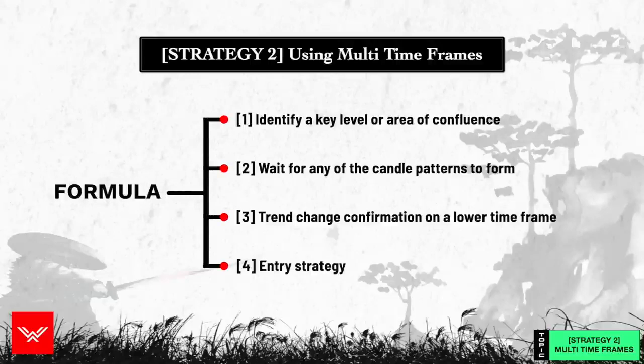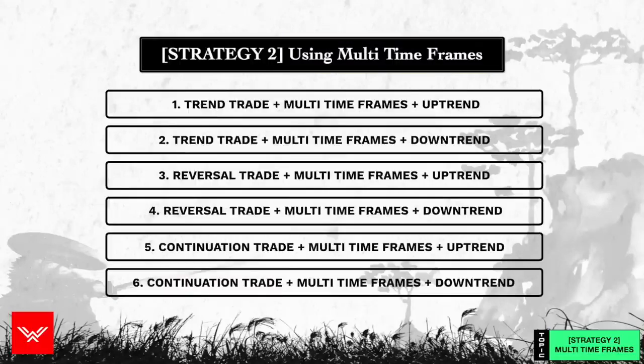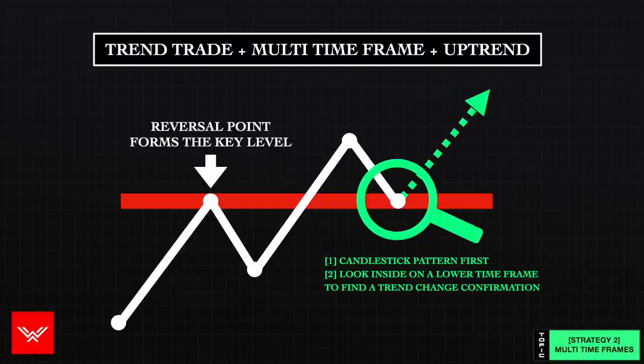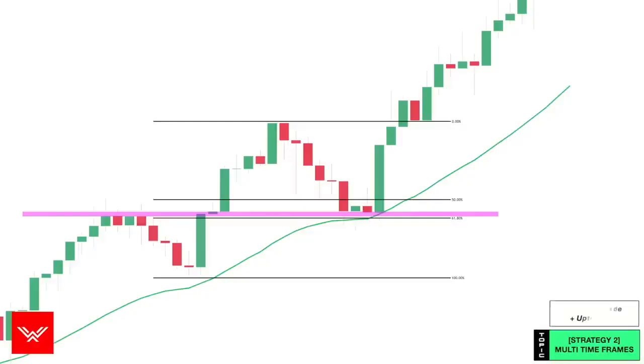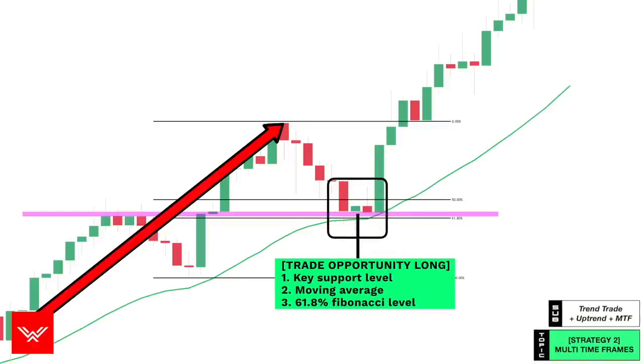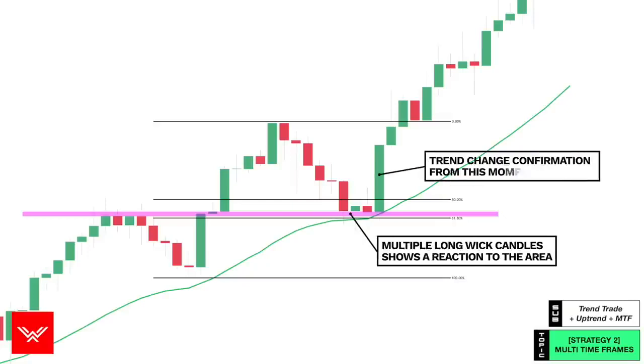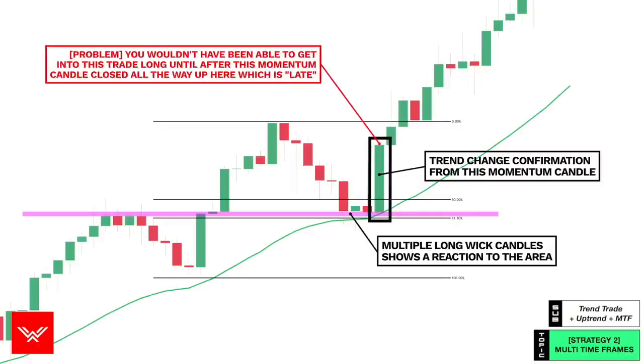Now here's the core formula, combined with the use of multi-timeframes. And here are the core variations of the strategy. Starting with the first, which is a trend trade in an uptrend using multi-timeframes. Again, you had your uptrend and your trade opportunity long at this area of confluence here. You then had your multiple long wick candles reacting to the area of confluence. Now, the trend change confirmation came from this momentum candle here, meaning you wouldn't have been able to get into this trade long until after this momentum candle closed up here.